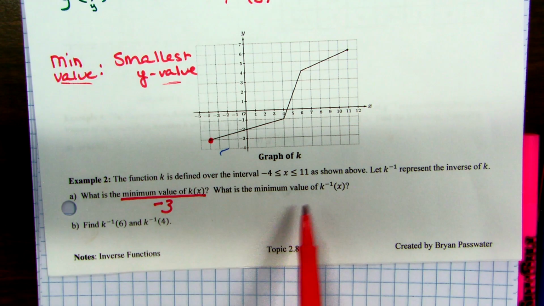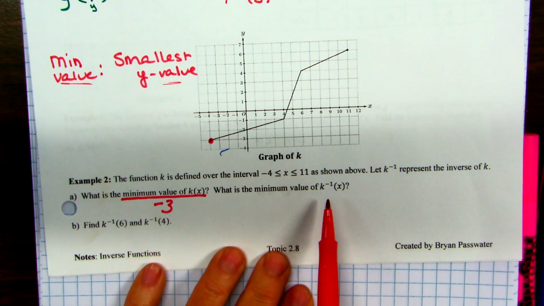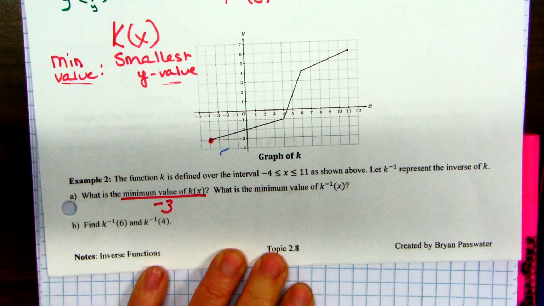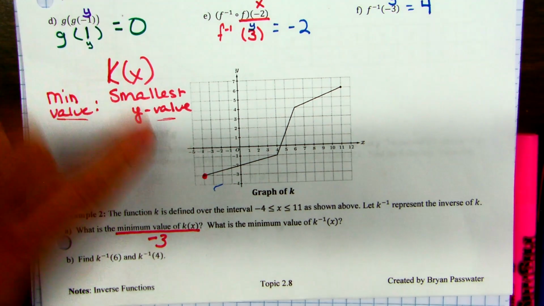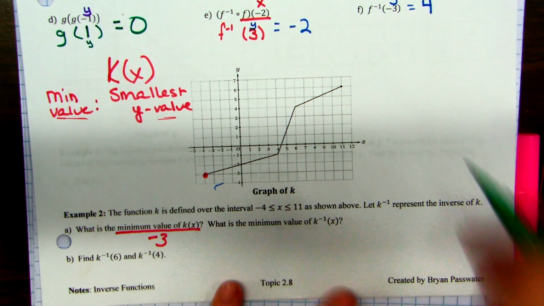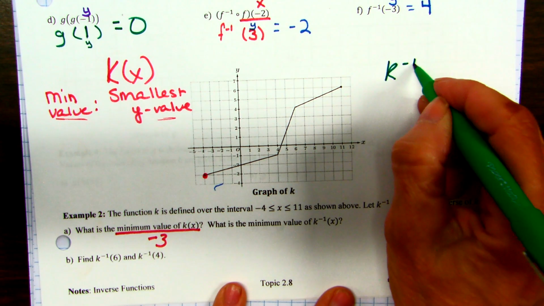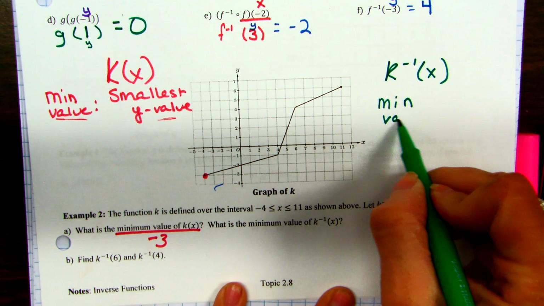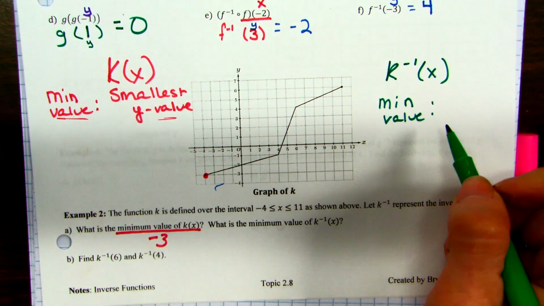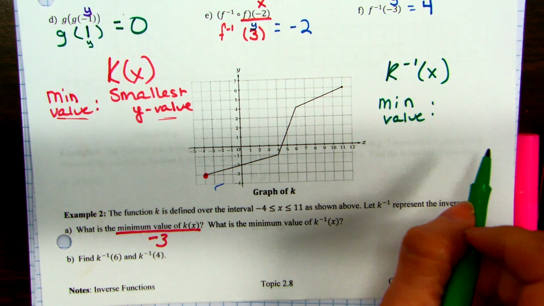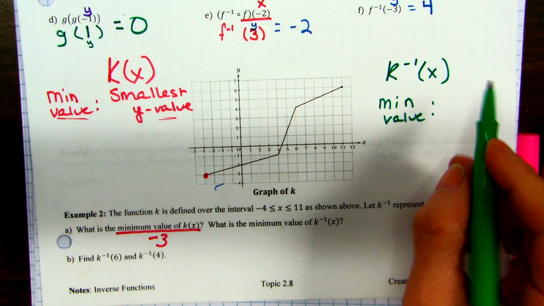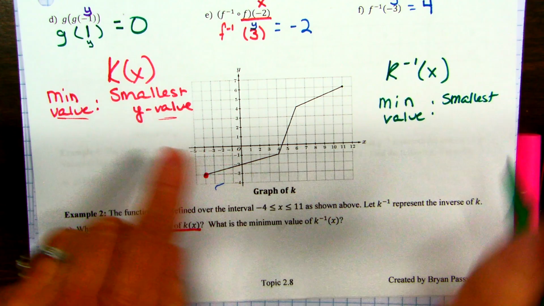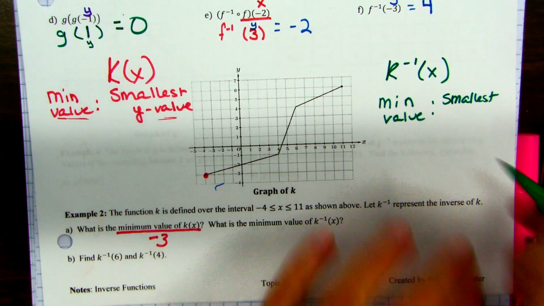What is the minimum value of the inverse? Okay, so this was of k of x, right? Minimum value of k of x would be the smallest y value. What would be the minimum value of the inverse? Remember what I said, guys. If you have to do something with inverse, you switch x and y. So what do you think I would say this is? It's the smallest what? X value. You switch x and y.